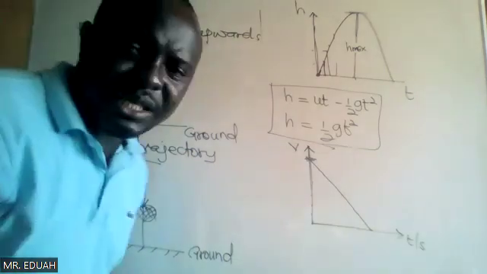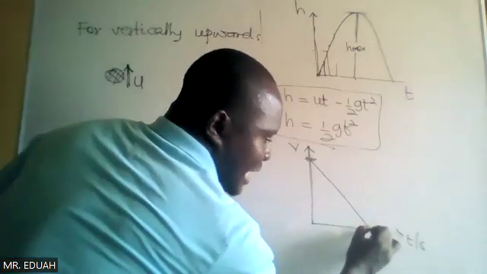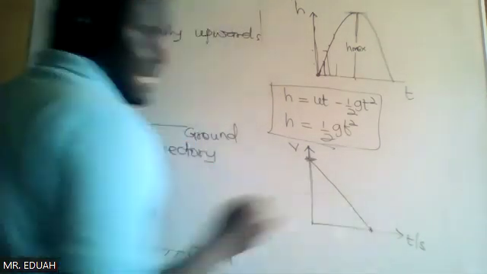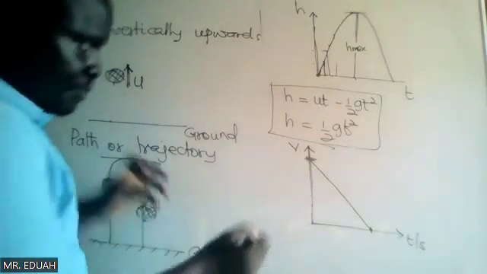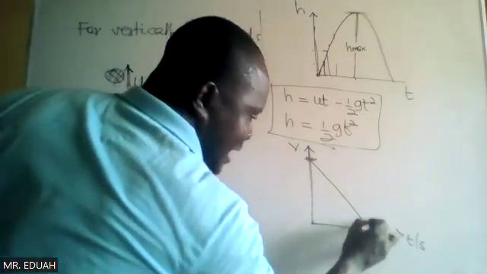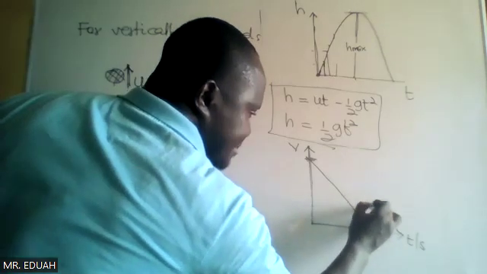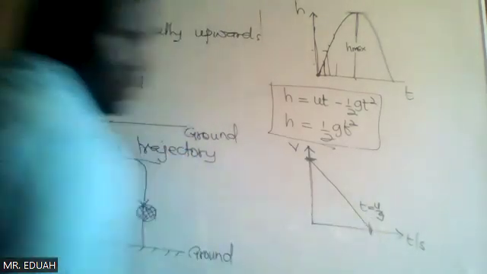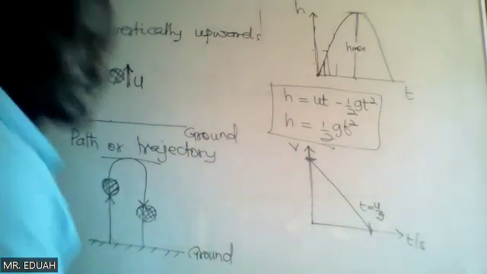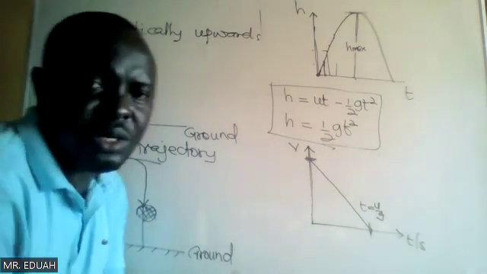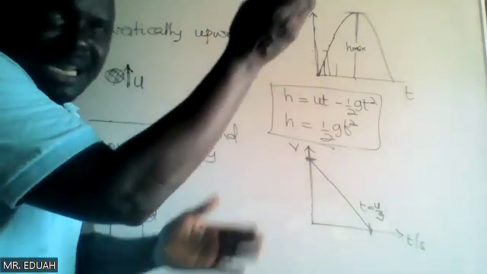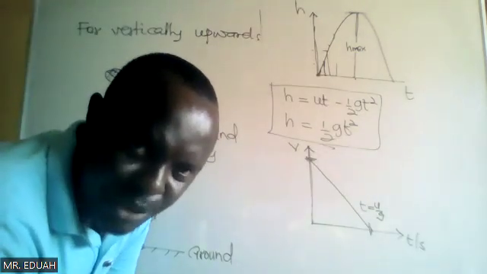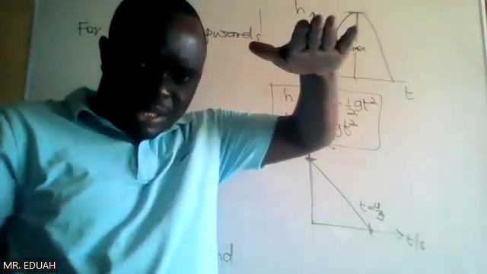Now, when it gets to the maximum height, at that point, v is 0, as soon as the line touches the time axis. So at this point, we are talking about the time t equal to u over g. This is the time we call the time taken to reach the maximum height. So the body has gotten to the maximum height. Now it has to move from the maximum height and then drop back to the ground. So the velocity is 0 at the maximum height.